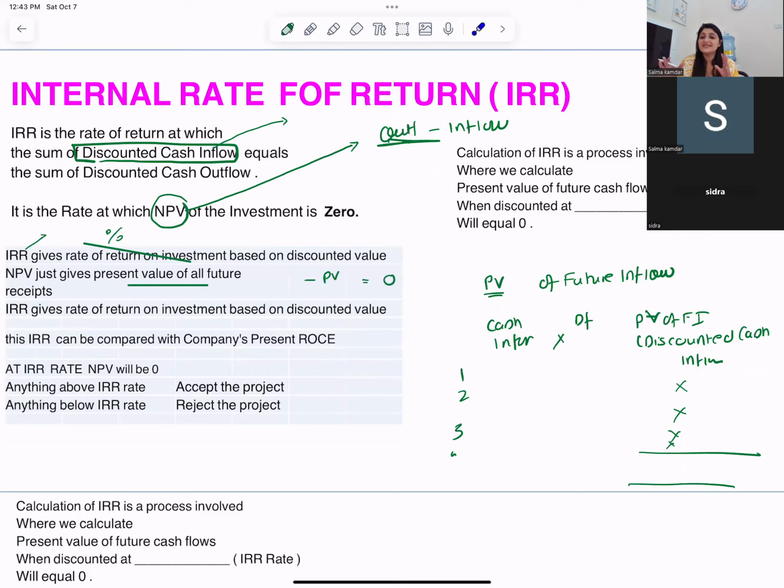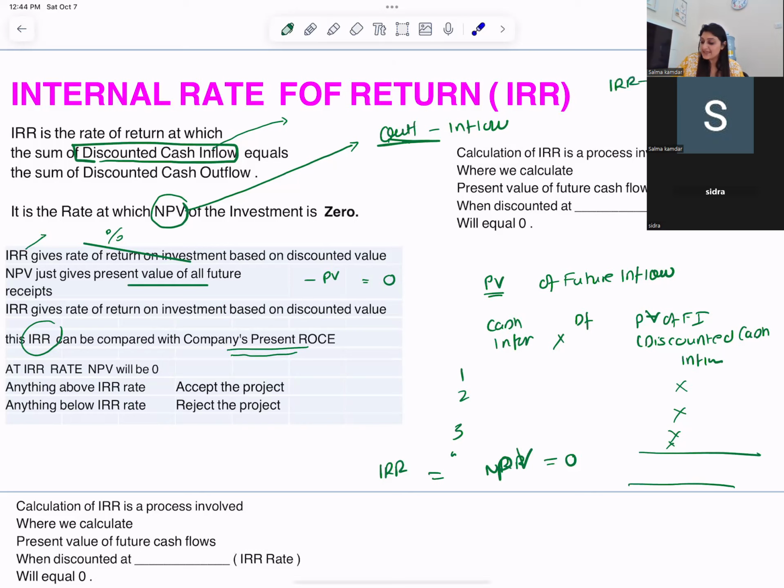Now, how do you use this IRR to take a decision? IRR is compared with the company's present return on capital employed. At IRR, what will your NPV be? At IRR, your NPV will be zero. So anything that you are receiving above the IRR, what should you do? Above the IRR, you accept the project.